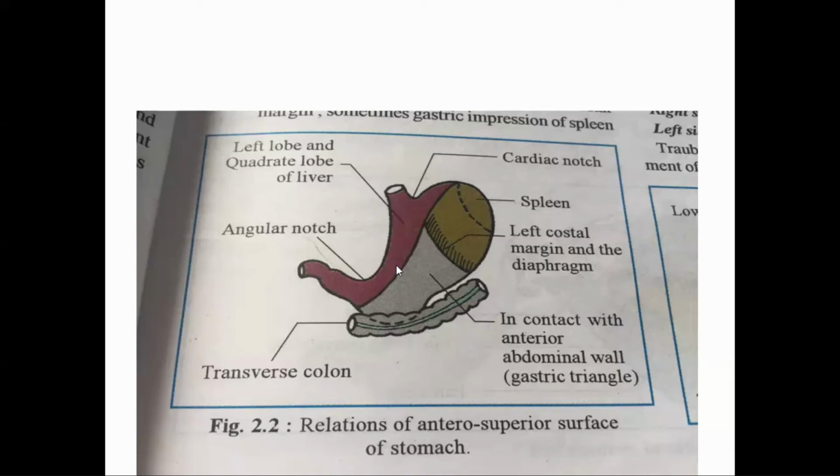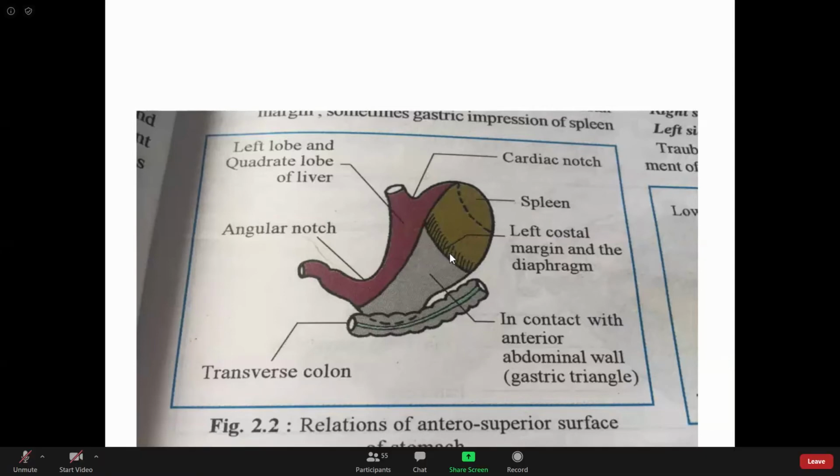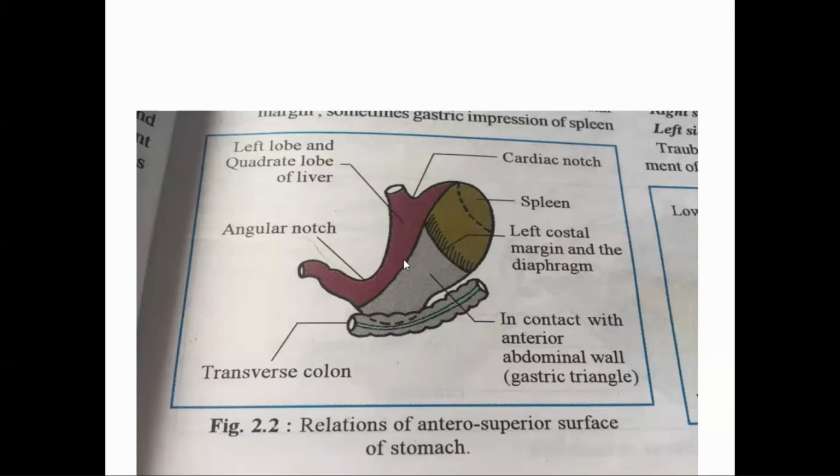What is the boundary of the gastric triangle? On the right side is the left lobe of the liver. On the left side is the left costal margin, and inferiorly is the transverse colon.